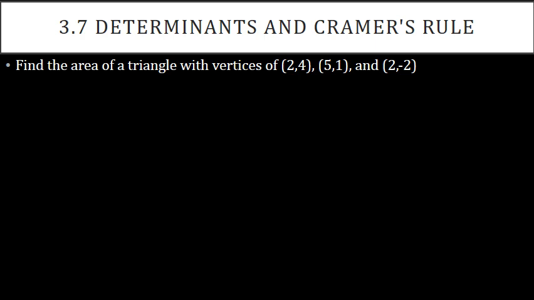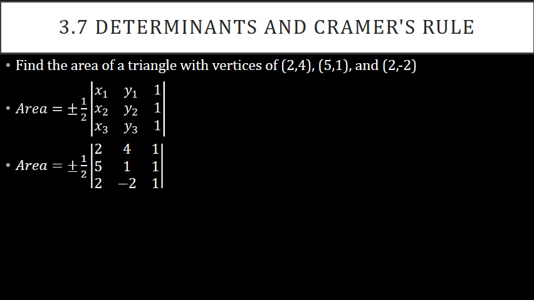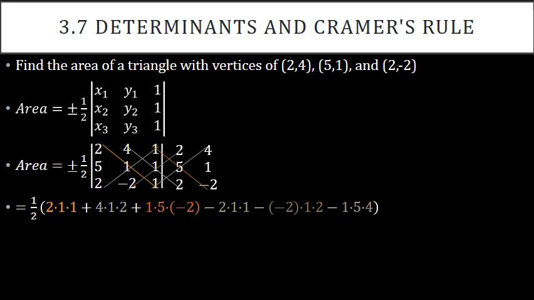So let's find the area of a triangle with these vertices. So we're going to take our formula and we're going to fill in the x and y's with our points. Need to find the determinant, so I'm going to copy the first 2 columns. These first 2 columns copied over here. And then we need the down diagonals. First down diagonal, 2 times 1 times 1, plus the next one, 4 times 1 times 2, plus the next one, 1 times 5 times -2.